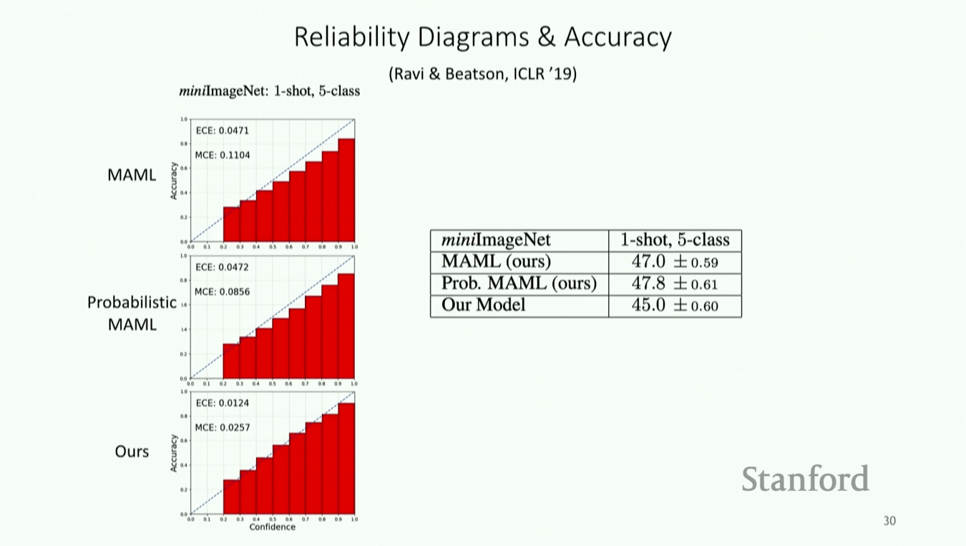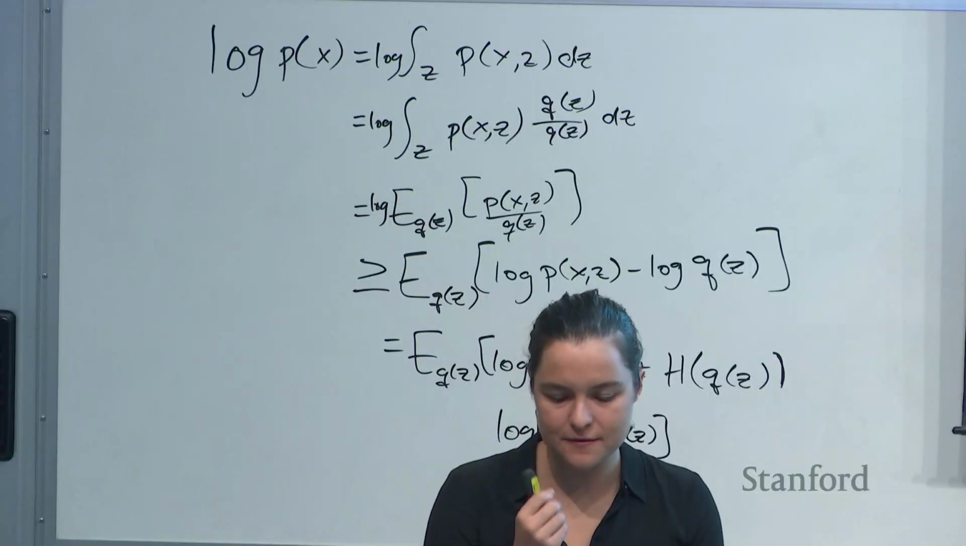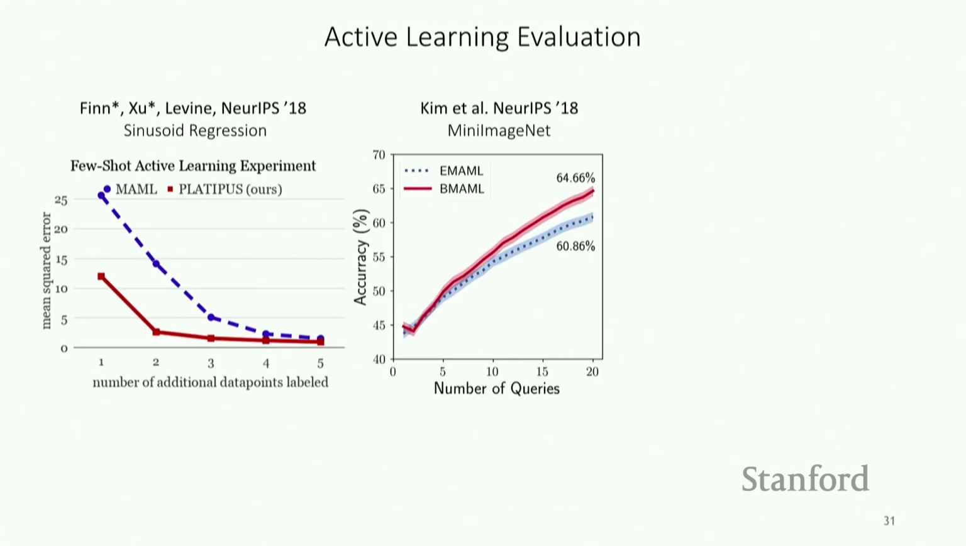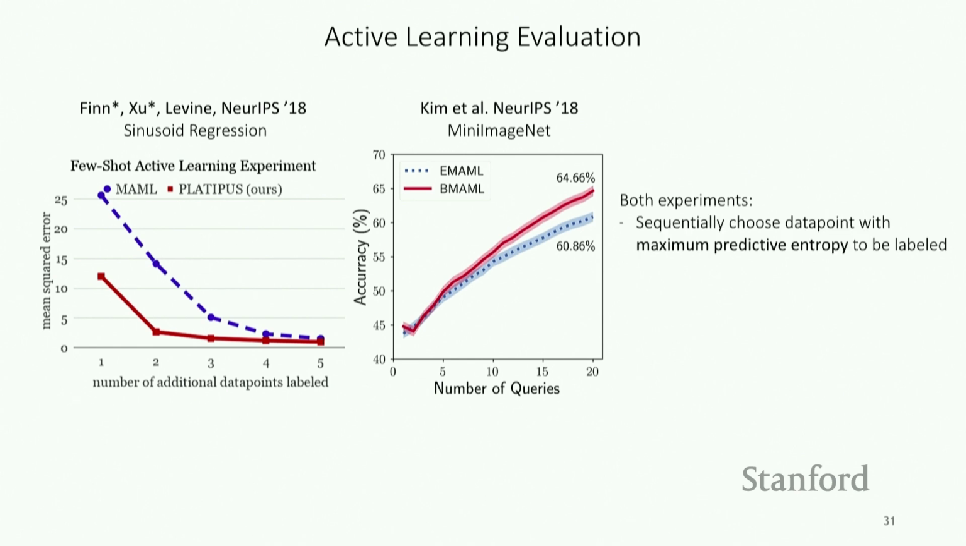Okay, and then the last example that I'd like to give is an active learning evaluation. So there are actually 2 papers that did this, one on a very toy regression domain as well as one on mini ImageNet. And in both experiments, what the authors did is they looked at, can we sequentially choose data points that we want labels for? And in particular, the way that you choose a data point to label is the one that has the maximum predictive entropy for that data point. And there are different ways to measure predictive entropy based on whether you're using an ensemble or you're just providing samples from that distribution.